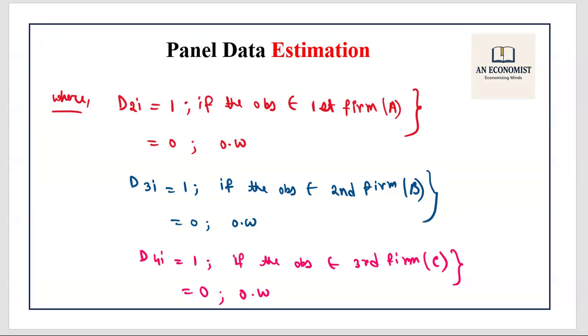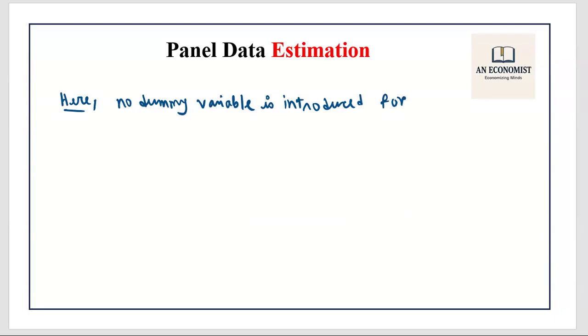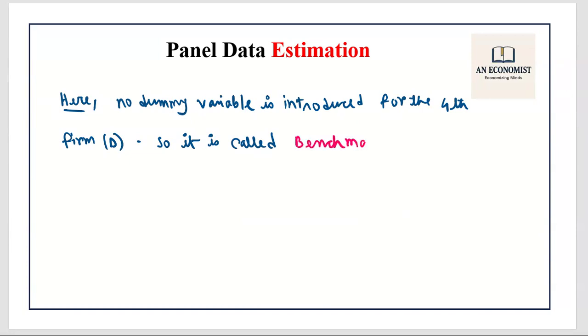Now, if you have this, what we can say is that no dummy variable is introduced for the fourth form, which is form D in our context. If you remember, we have discussed this in our dummy variable video also. This is known as the benchmark category, or comparison category.